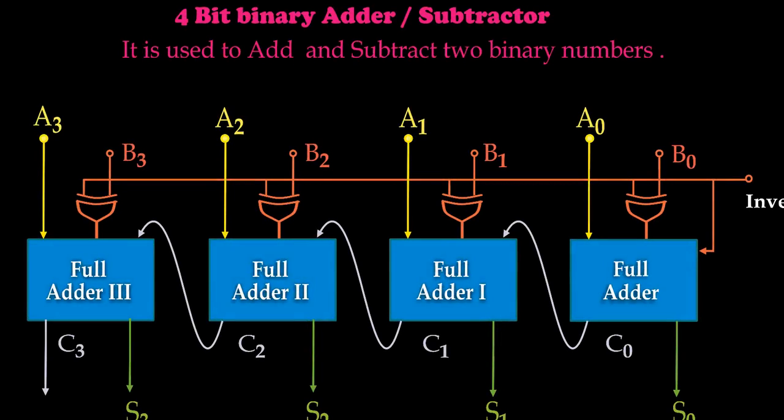Now we will discuss the 4-bit binary adder cum subtractor. In this circuit there is a provision to add as well as subtract 2 digital data. A data will be connected directly to the full adder circuits and B data will be inverted by XOR gates. So if invert is connected to 0, this circuit will perform addition of 2 bits like a 4-bit binary adder. And if invert is connected to 1, then this will perform subtraction using 2's complement.